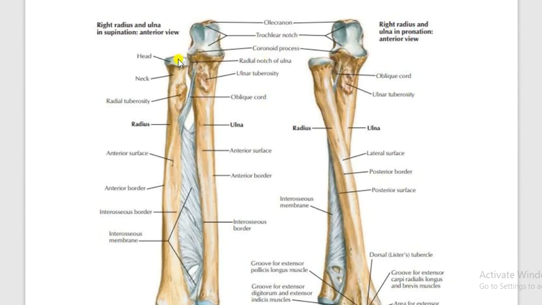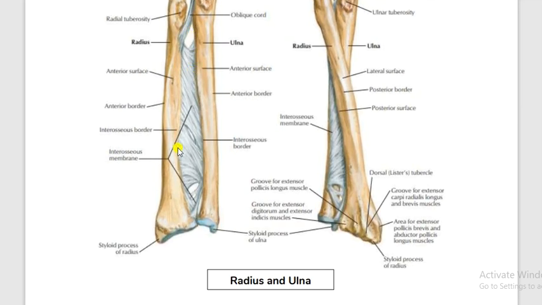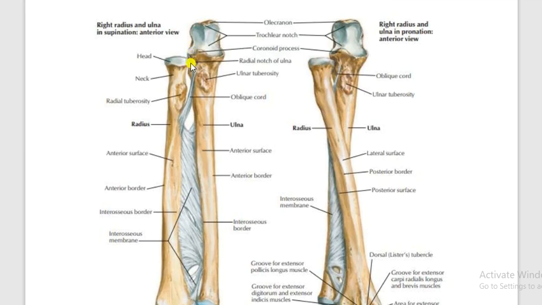The radial notch of the ulna articulates with the head of the radius, specifically the articular circumference of the head of the radius. Below here, we can see the ulnar notch of the radius, that is for the ulna to articulate with the radius. But here it is the radial notch of the ulna, present on the ulna so that the radius can articulate with the ulna.